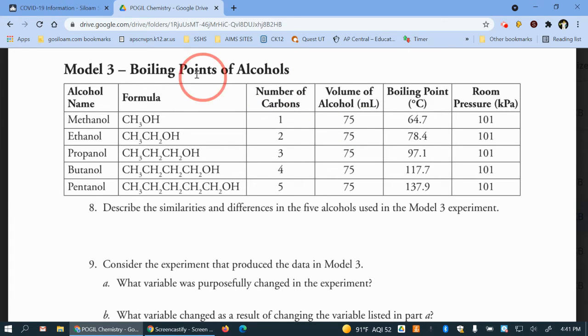In Model 3, we're looking at the boiling points of alcohol. Describe the similarities and differences in the 5 alcohols used in Model 3. I'll give you a second to do that.